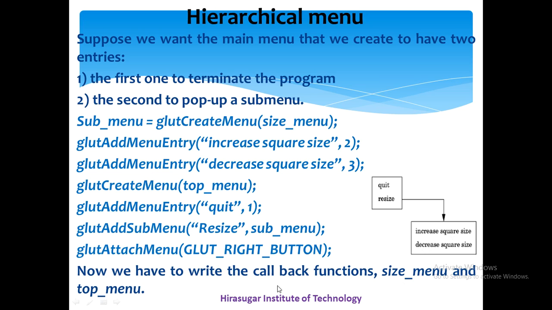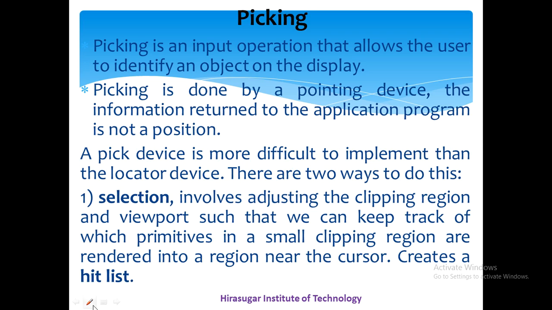Again, same thing, just we have segregated these menus. Now we have to write the callback functions, size menu and top menu, right? If you write the callback function, then automatically it will work. Then next is picking.